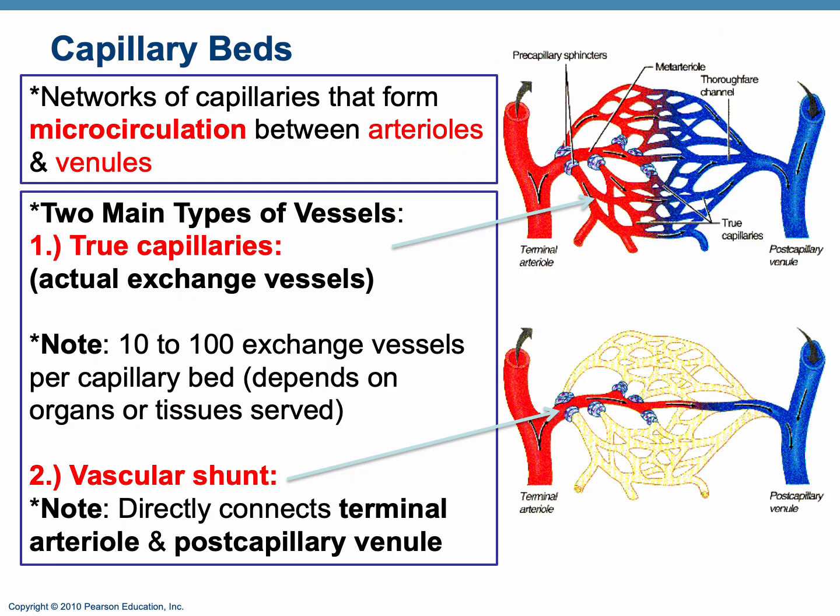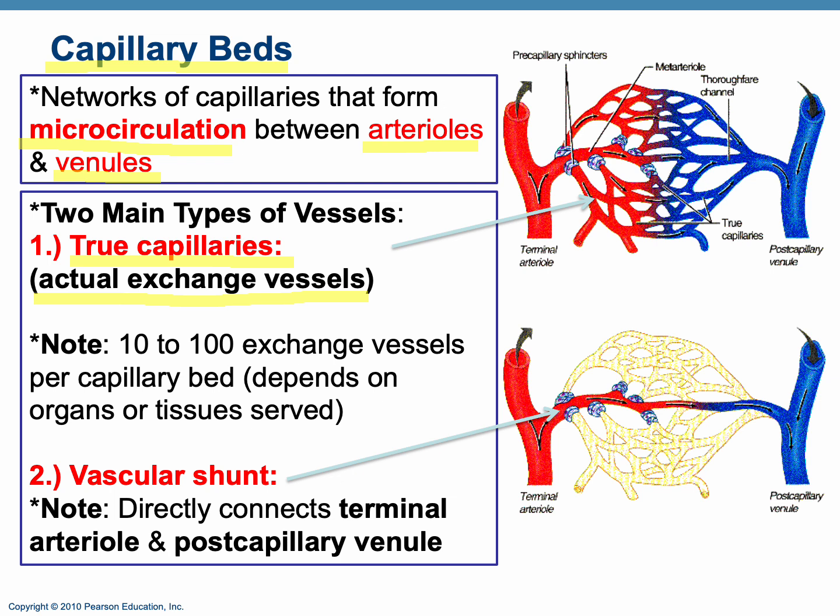We're now going to spend some time looking at capillary beds. A capillary bed is made up of a network of capillaries that ultimately form microcirculation between arterioles and venules. So the capillary bed is made up of two major types of vessels. Number one, true capillaries. These are considered to be the actual exchange vessels.